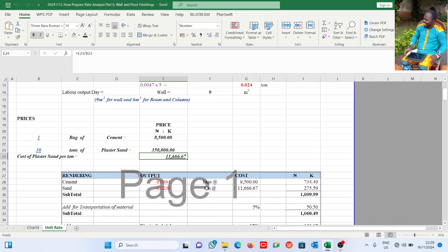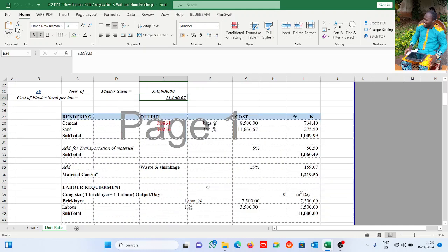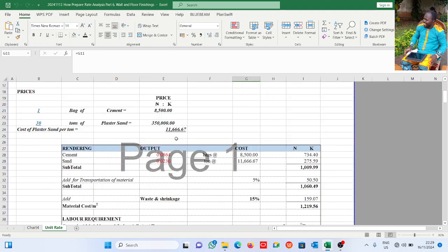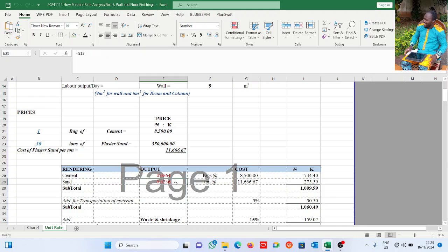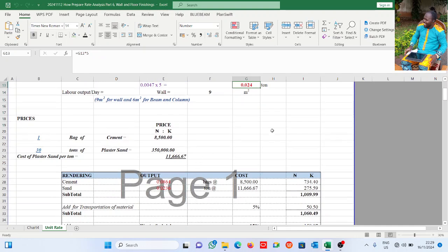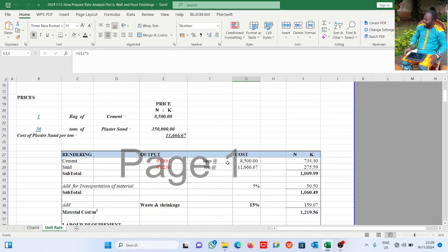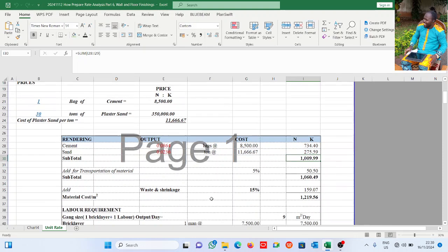That gives 11,666.67. If we bring everything here, this is the cement, 0.086 bag for 1 square meter, and the sand we already calculated, see it right here. At 8,500, if we multiply, we get 734.4, and the sand content 0.0236 at 11,666 gives 275. If I sum, this is what we have.